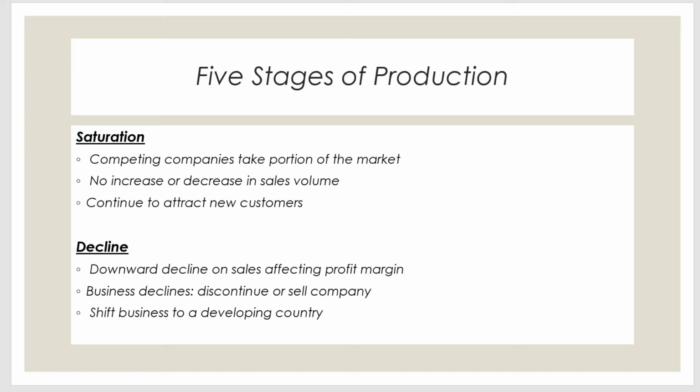Saturation is when competing companies have taken over a portion of the market. However, there is no increase or decrease in the volume sales, and the companies try their best to continue attracting new consumers. Decline is where there begins to be a downward decline on sales, affecting the profit margin. Because businesses decline, the business has a choice to either discontinue or sell the company, or these businesses will choose to move their businesses into developing countries.